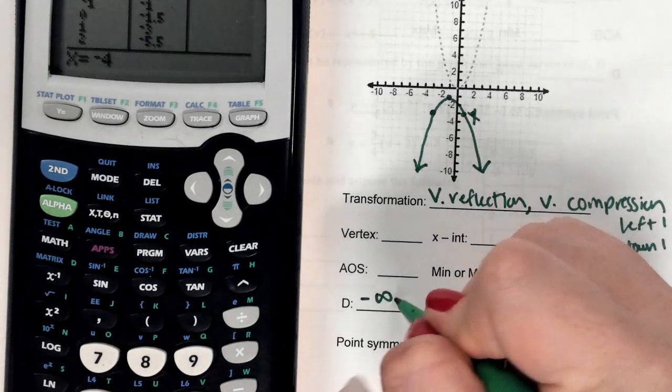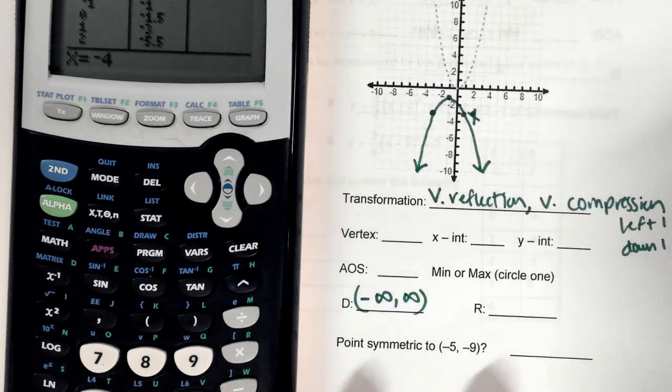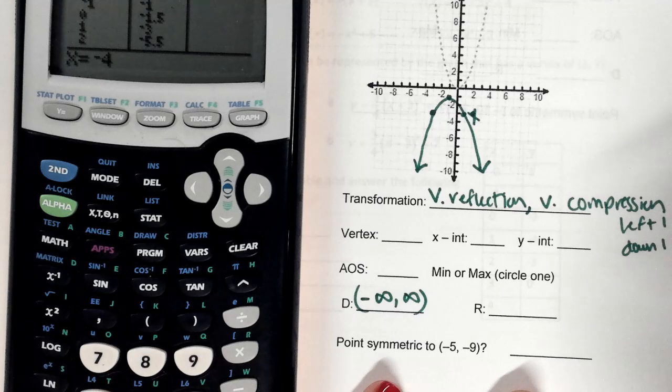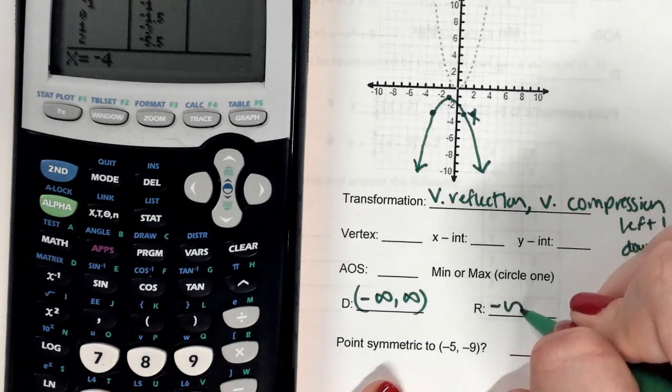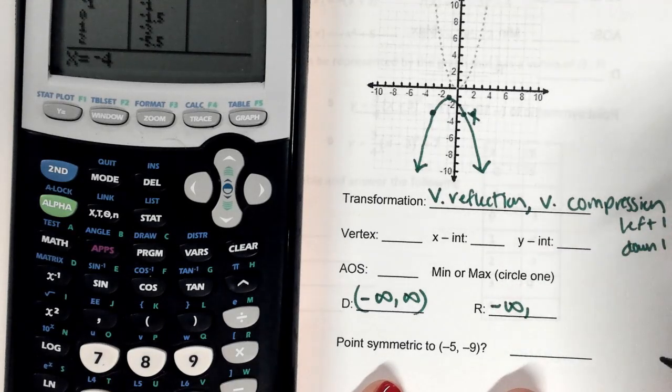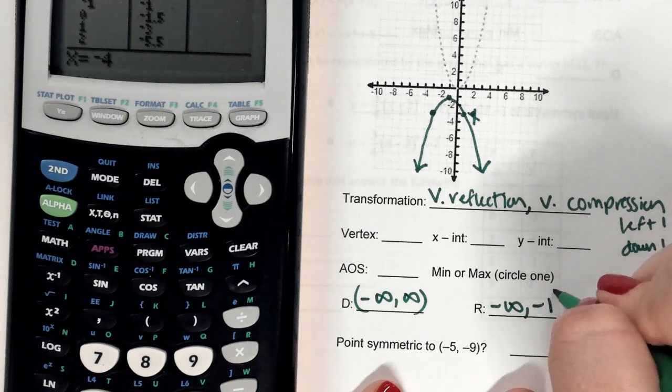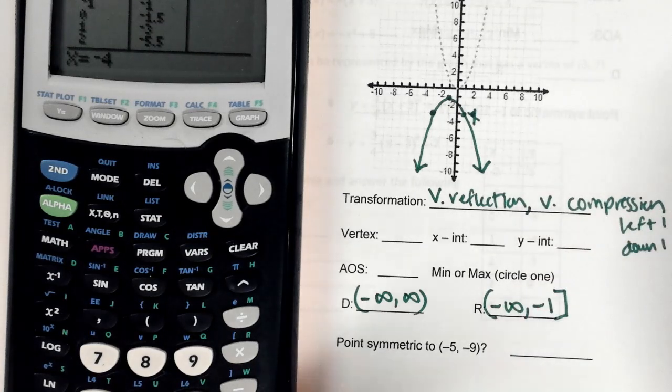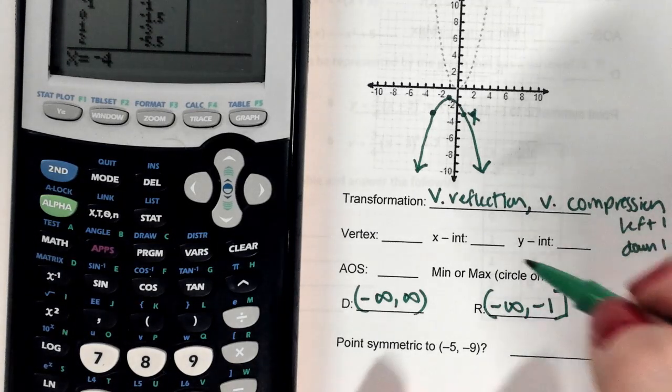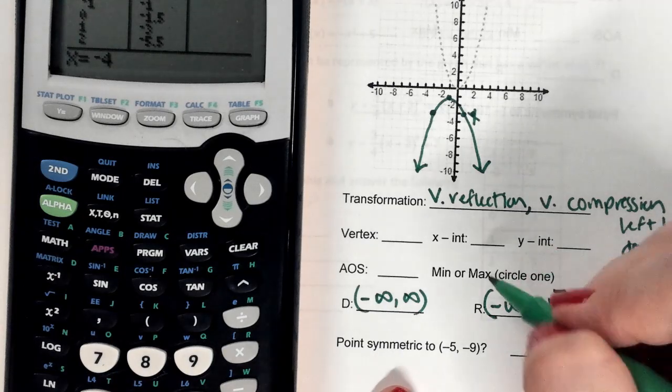Negative infinity, positive infinity. And what's my range this time though? Negative infinity, because it goes down forever. And what's the highest it goes? -1. So that flip-flopped just like my graph flip-flopped. Now, is this one a maximum or a minimum?